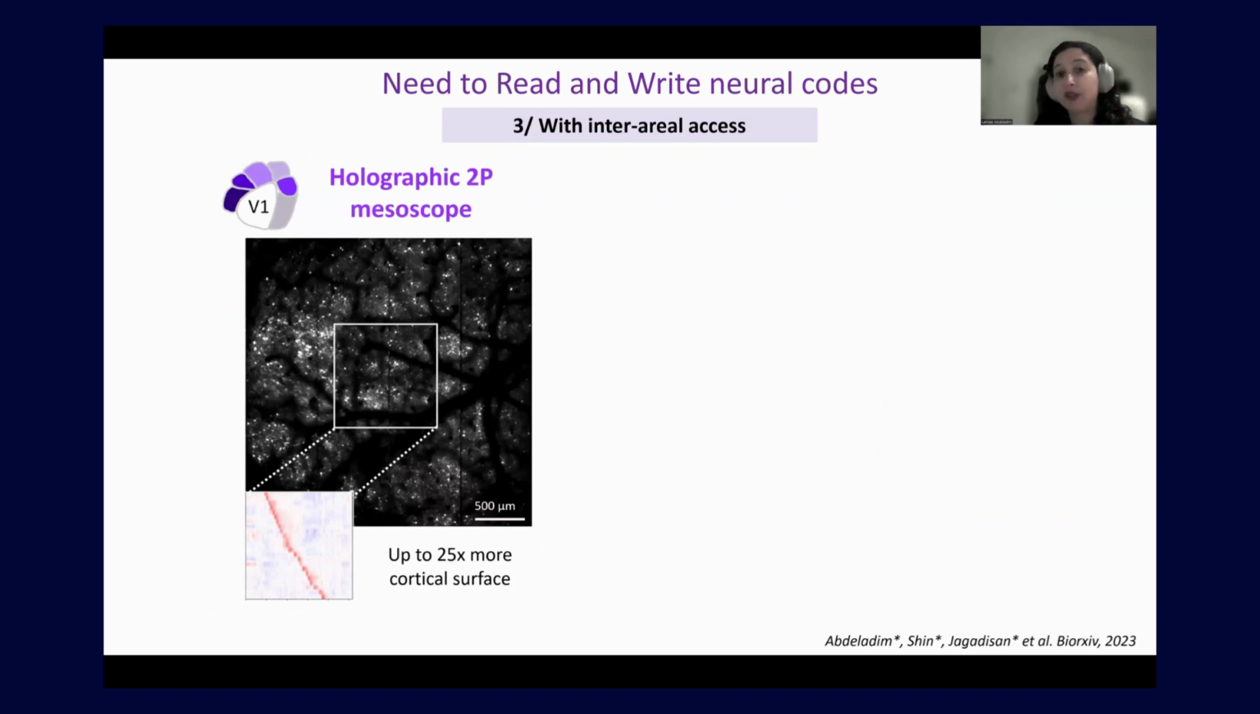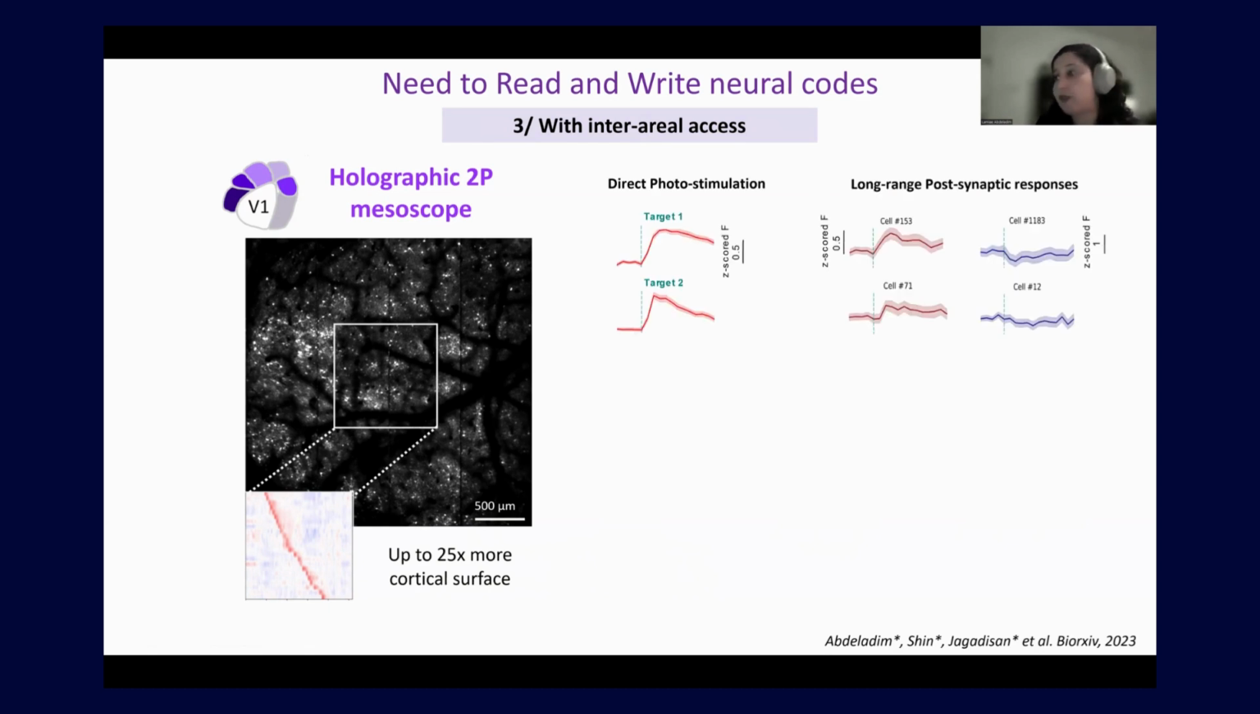Finally, we want to achieve interareal access. Another project I led during my postdoc was the development of a holographic two-photon mesoscope that allows us, for the first time, to do pattern photostimulation in one area, while simultaneously recording neural activity from several areas around it with single-cell resolution.